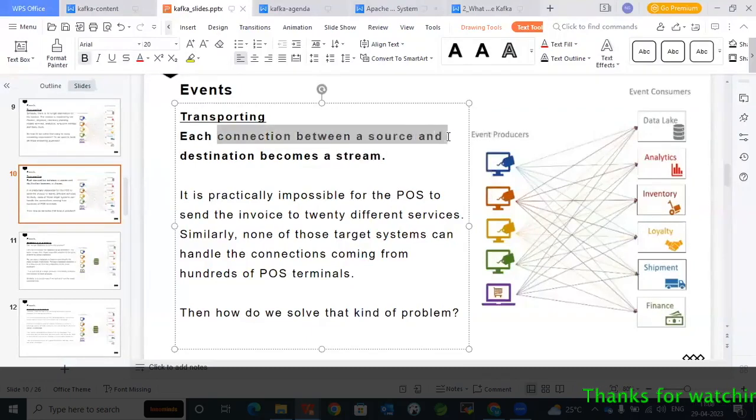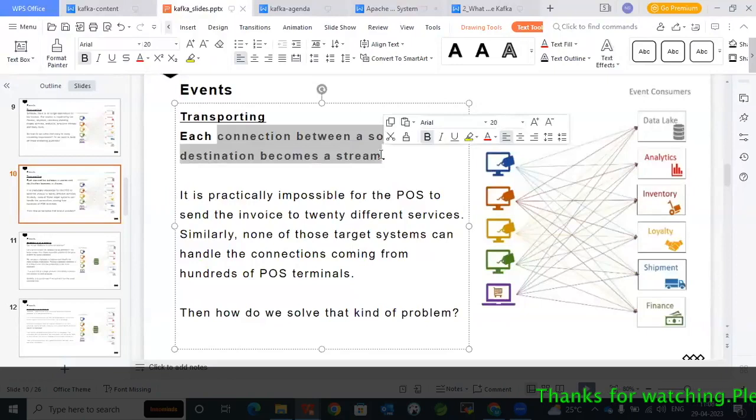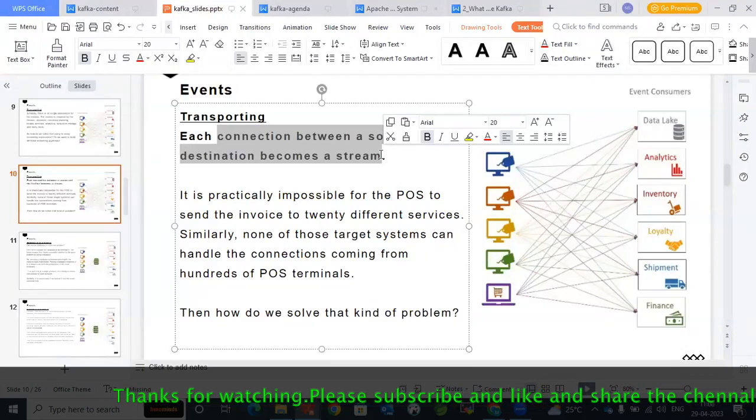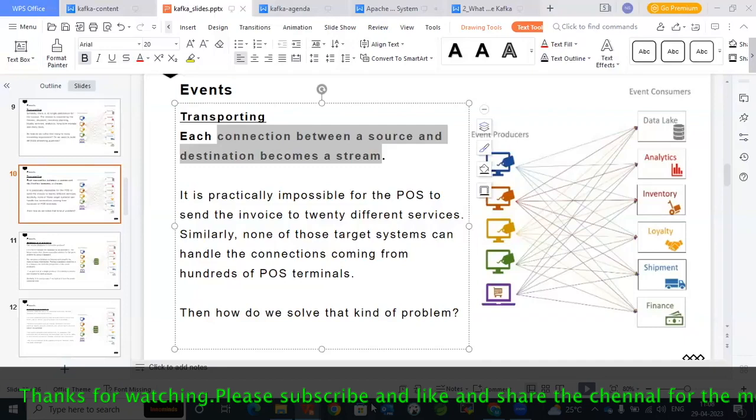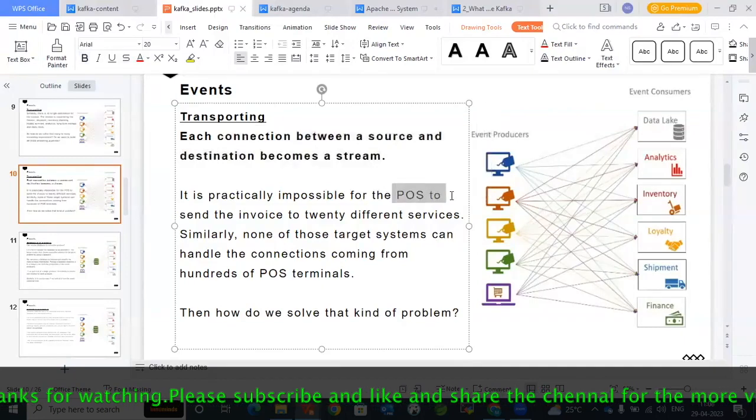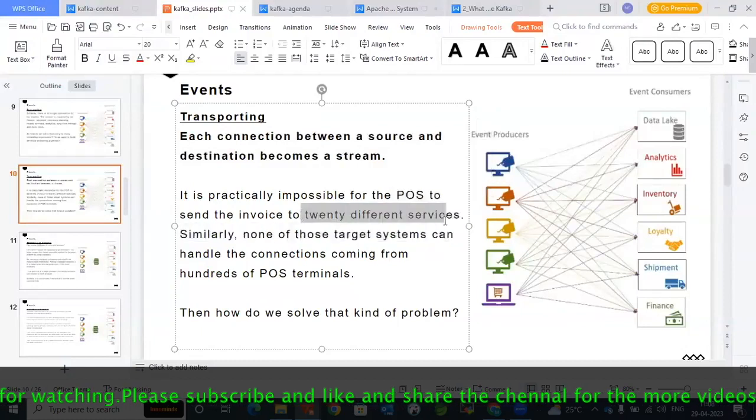So each connection between a source and destination becomes a stream, obviously, because from one machine to the various departments, the invoices need to be sent continuously one after the other, because the customers keep purchasing products all over India at the DMart stores. Then each and every POS machine has to be continuously connected to all the other departments' applications. It is practically impossible for the POS machine to send the invoices to 20 different services continuously.